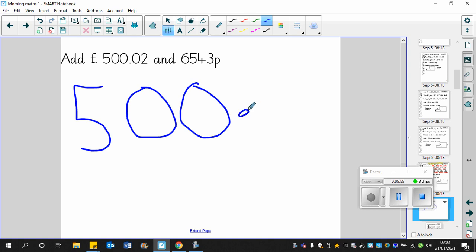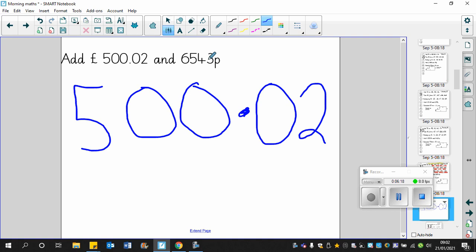and then the decimal point, so this changes now to pence, so no 10 pences and 2 1 pences, and then we've got to add 6,543 pence. Right, if you're not sure where to start, do you put the 6 here, or do you put the 6 here, or put the 6 here?